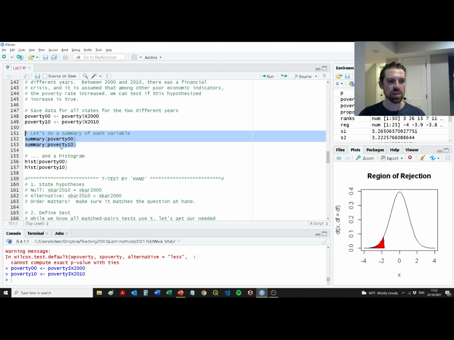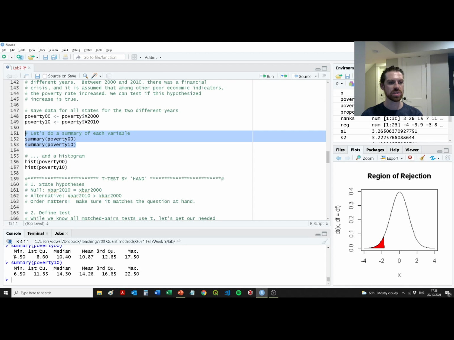We can then look at the summary of each of these variables, okay? In 2000, the minimum poverty rate across all states in the United States was 4.5%, whereas in 2010 the minimum poverty rate was 6.5%. The maximum in 2000 was 17.5, and the maximum in 2010 was 22.5. So it indicates that there is an increase in the poverty rate, unfortunately.